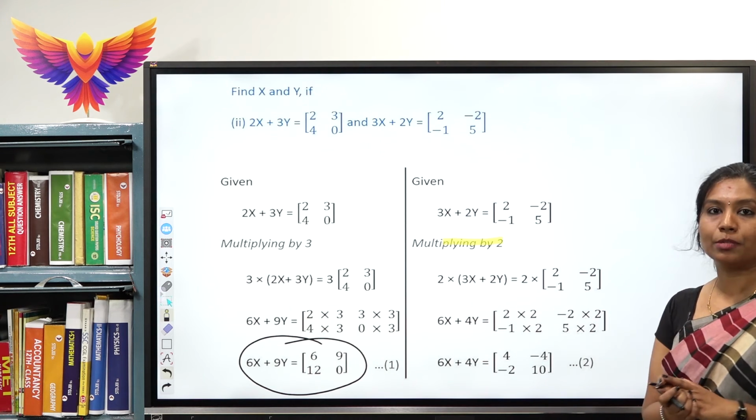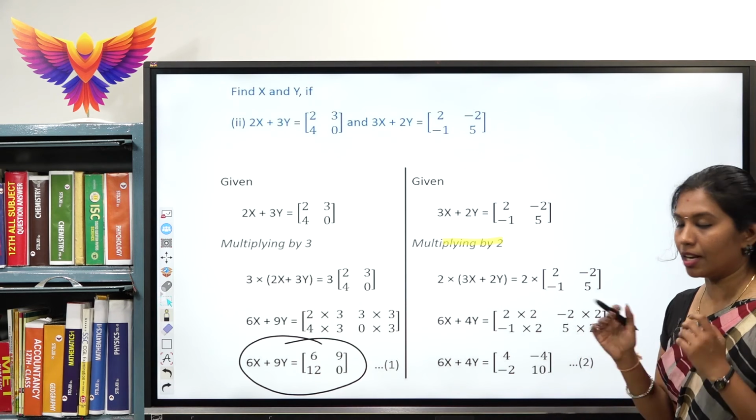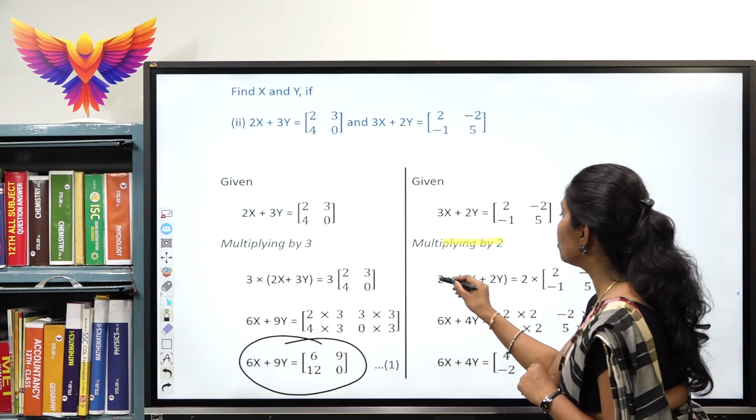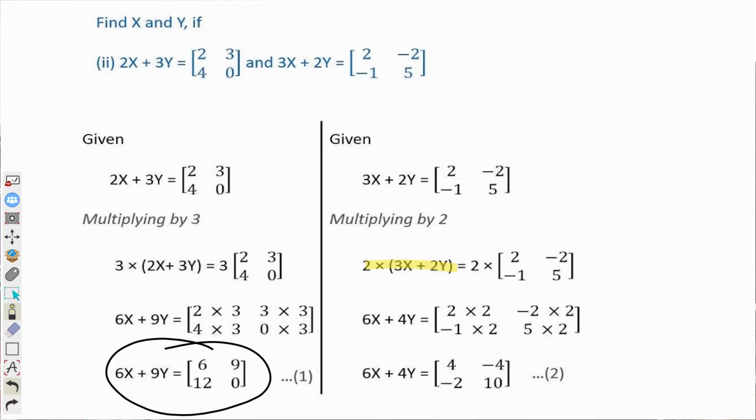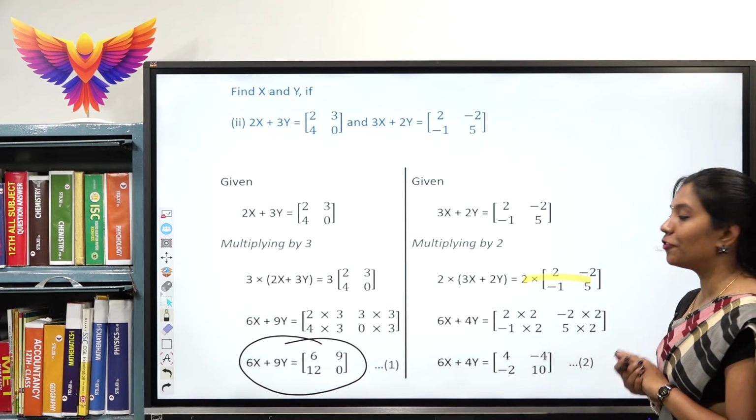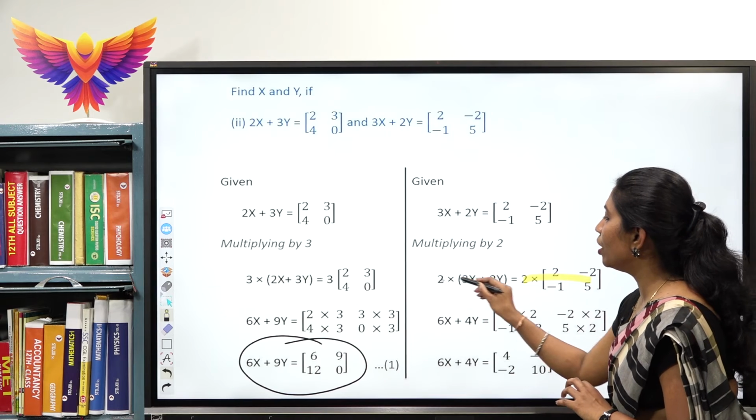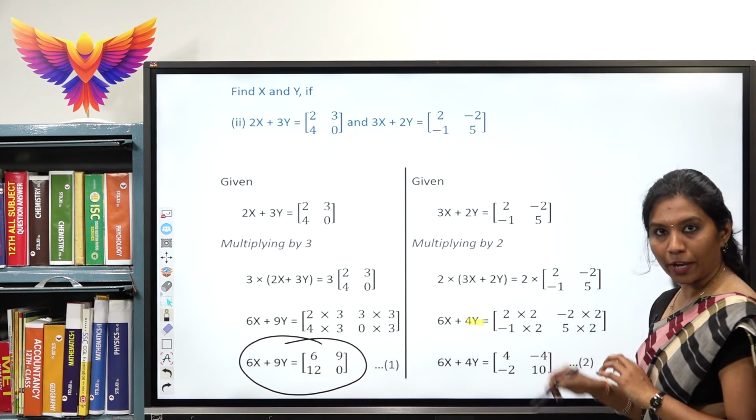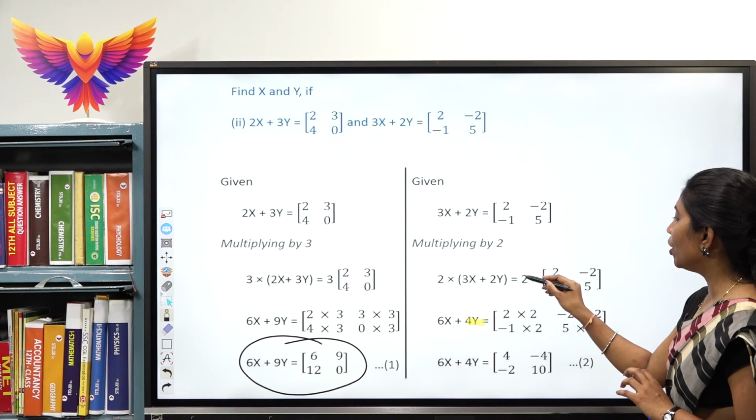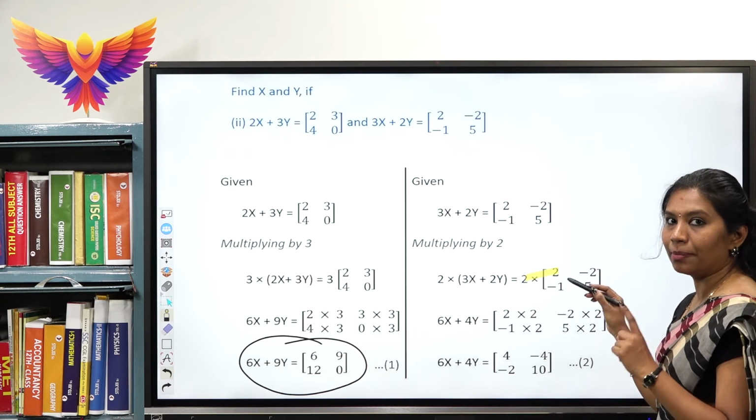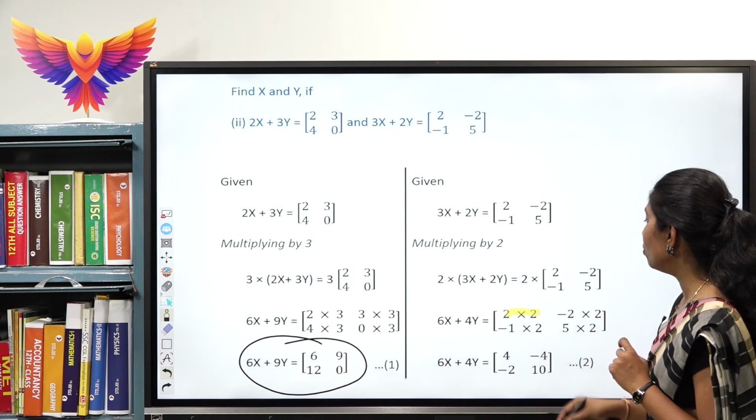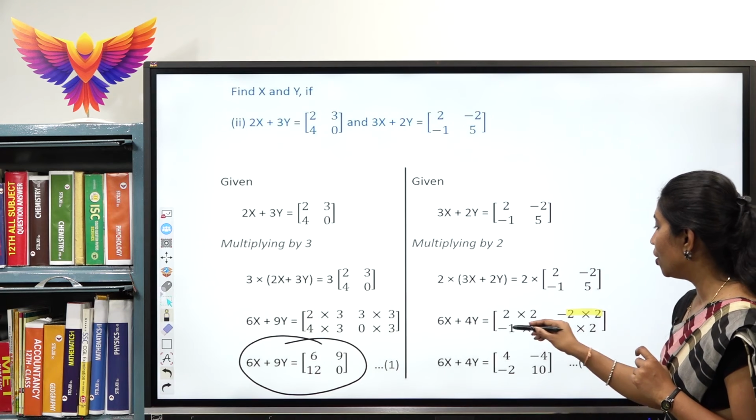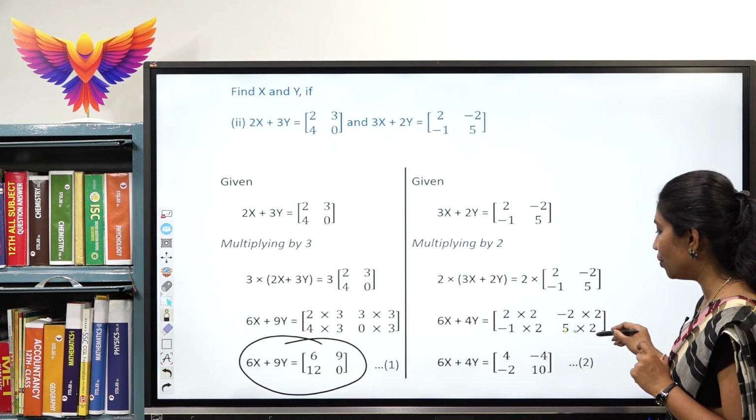So when I am multiplying it by 2 both on the left hand side as well as the right hand side, I will be getting 2 into 3x plus 2y is equal to 2 into this 2 cross 2 matrix. After further simplification, it is 2 into 3x, which is 6x, 2 into 2y, which is 4y. Same way, each and every element needs to be multiplied with the scalar here. 2 into 2, 2 into minus 2, 2 into minus 1, 2 into 5.